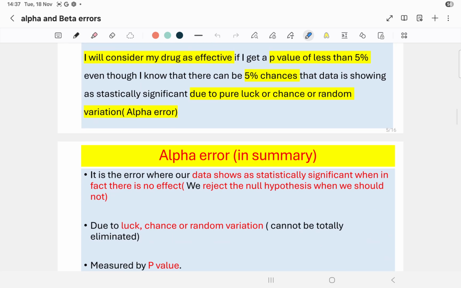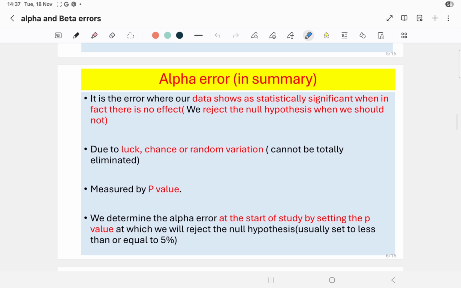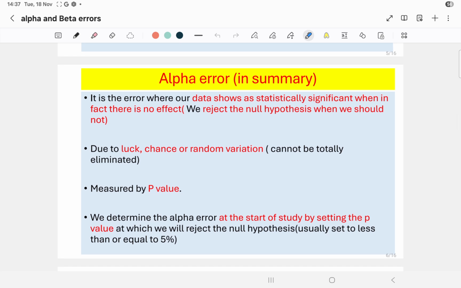So I will say that my study is statistically significant even though I know that there can be a risk of 5%. Okay. So alpha error in summary is an error where our data show as statistically significant when in fact there is no effect. It is like a false alarm, A for alpha, A for alarm. So we reject the null hypothesis when we should not, due to pure luck, chance or random variation measured by the p-value, and we determine the alpha error that we are going to accept by setting the p-value in advance. We will say that we will reject the null hypothesis at less than or equal to 5%.